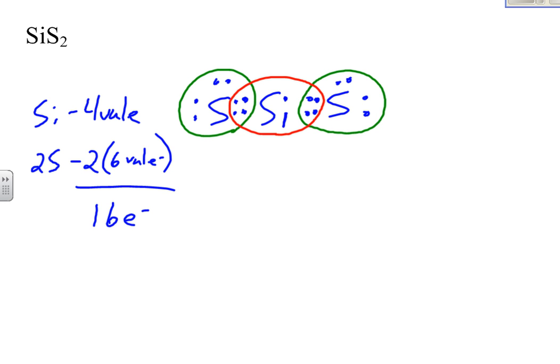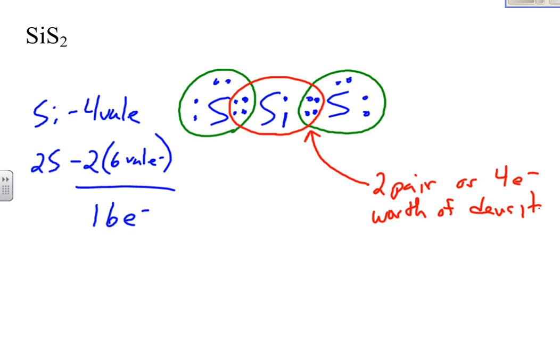Now, what we want to do is think just for a minute about this. If we look at this bond here, the sophisticated way to think about this is that instead of 2 electrons worth of density, we now have 4 electrons worth of density. So we have 2 pairs, or 4 electrons worth of density. Now we call that a double bond.